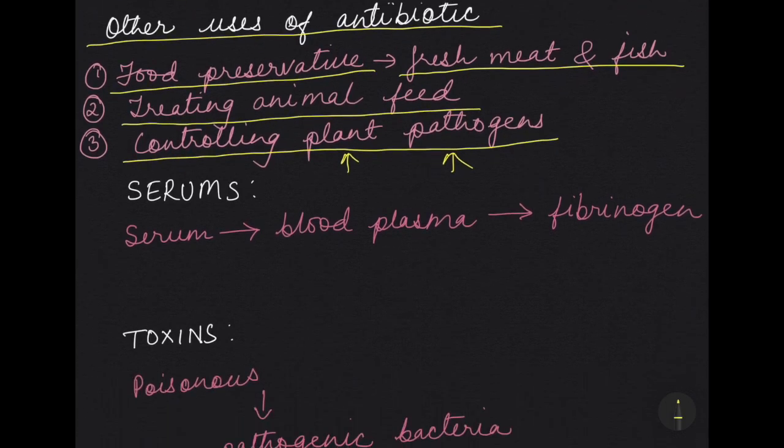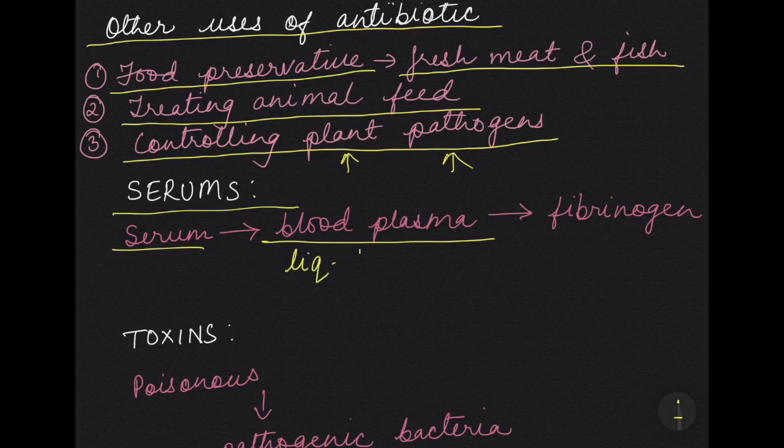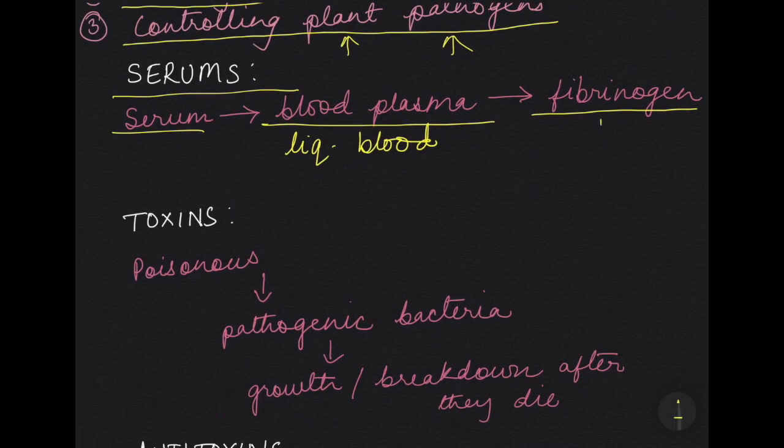Okay, now moving on to serums. When we talk about serum, we are talking about blood plasma. If you remember, blood plasma is the liquid part of blood. It is the liquid part of blood from which fibrinogen has been removed. Now, fibrinogen is a substance which is present in blood which causes blood to clot. Okay, now if this is removed, especially when you have a cut and you start to bleed, you notice that the blood clots. It is due to the presence of fibrinogen.